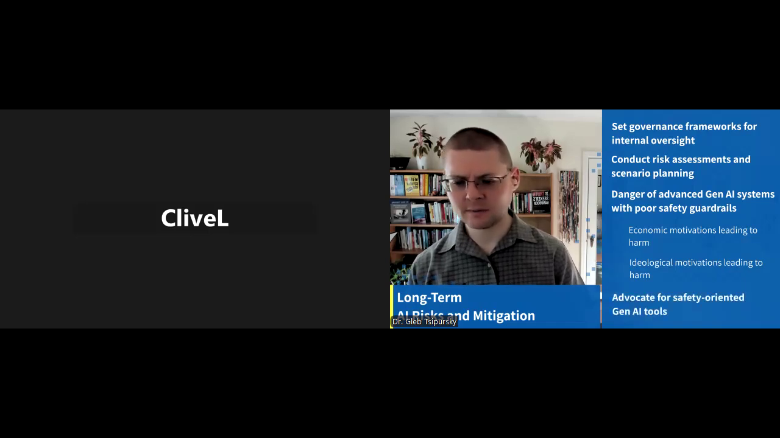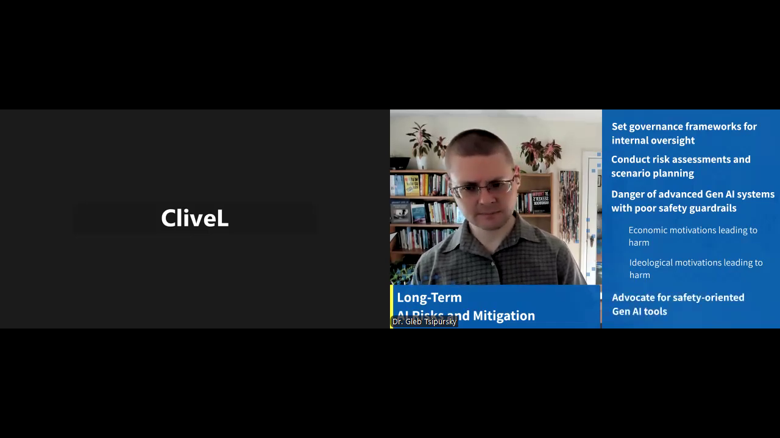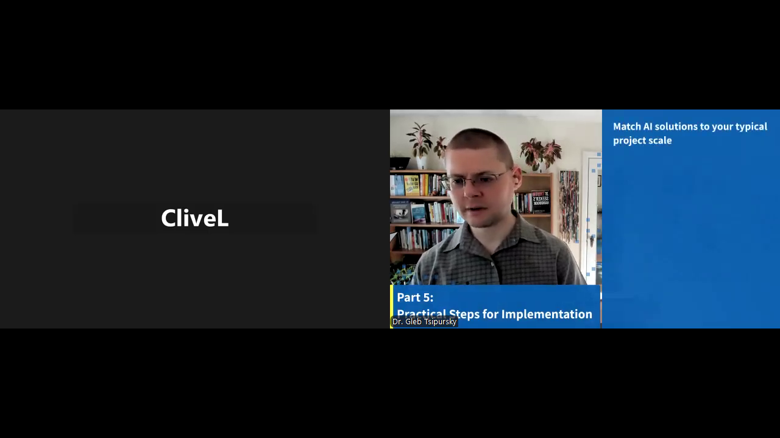So you want to discourage companies from building open source AI tools and you want to not use them yourself because ideologically motivated hostile actors can be quite problematic when they hack those open sourced AI tools. But even closed sourced AI tools can be problematic if they don't consider safety guidelines. So you want to really work with AI tools that are focused on safety. So advocate for safety. Okay, moving on to practical steps for implementation.